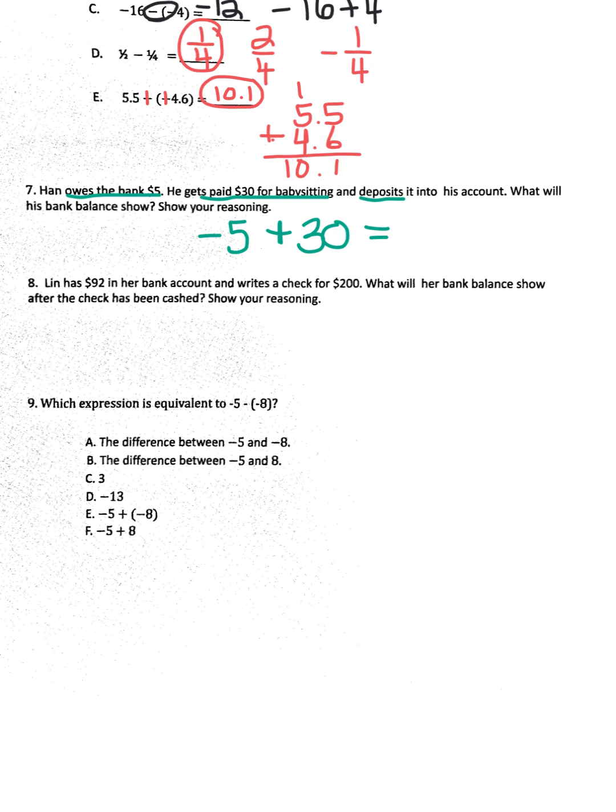Well, if we have $30 put in and he only spent or owes the bank $5, he would have $25 remaining. So using my adding rules, different sign, subtract, keep the sign of the number with the larger absolute value, which is 30.